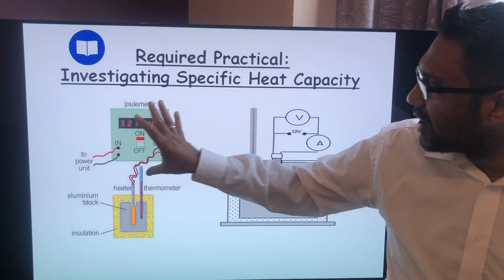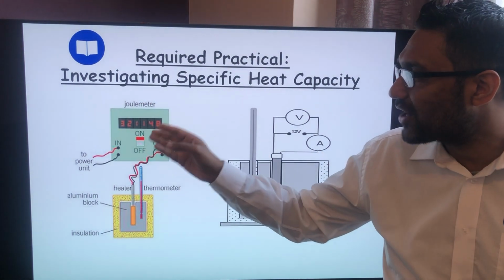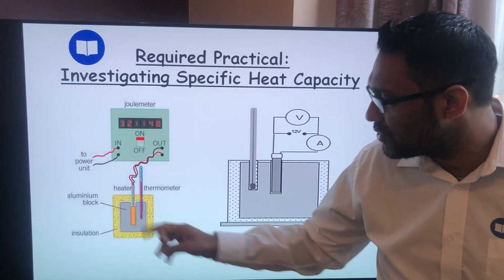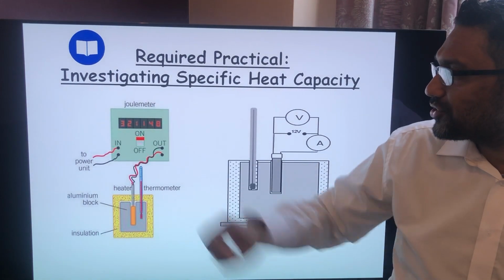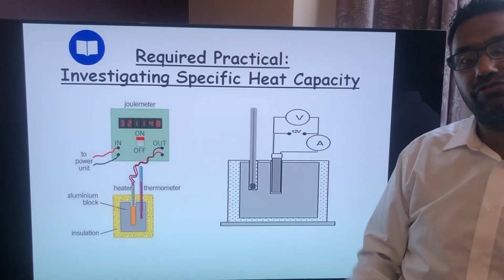You can either use a piece of equipment called a joule meter, which will actually give you the actual energy that is going into that heater. So the joule meter does it for you. That's like a cheap method really, because it gives you the energy for you.